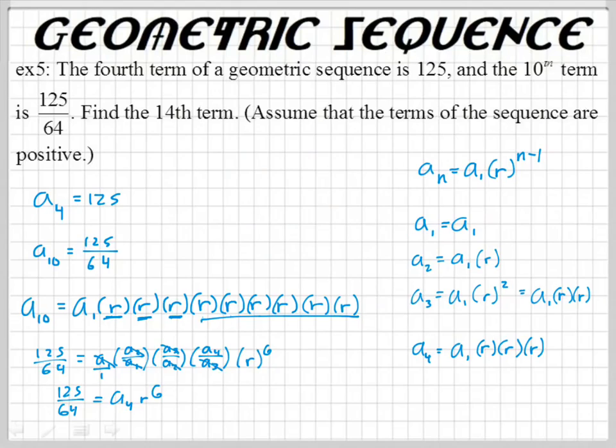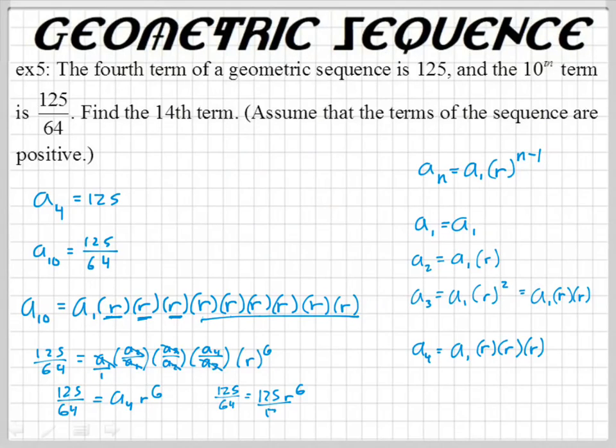Do we know what a sub 4 is? This is awesome. Okay, 125 over 64 equals, oh my goodness, 125 times r raised to the 6th power. Can we find our ratio now? Yes. This is so amazing. How did math get like that? Oh, let's solve for r.